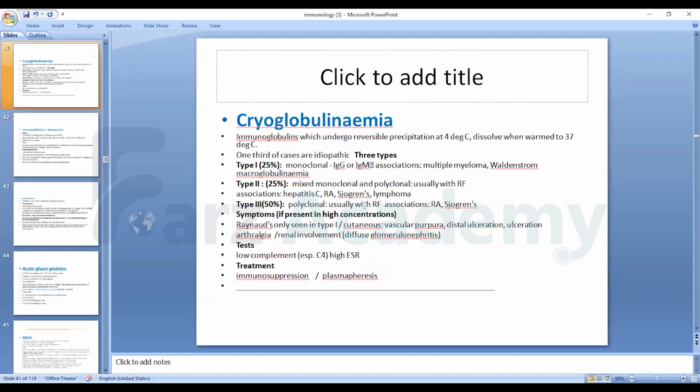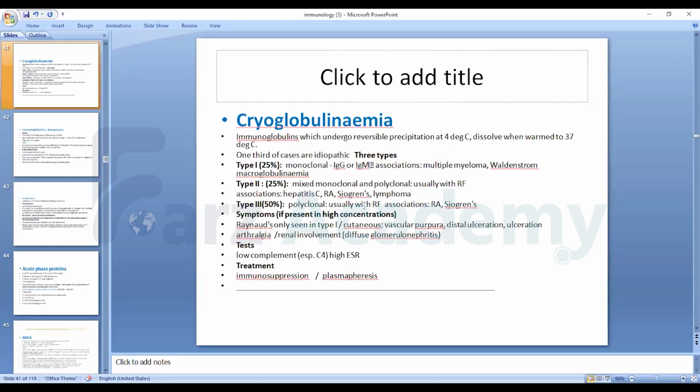Coming to cryoglobulinemia. So these are immunoglobulins which undergo reversible precipitation at 4 degrees centigrade and dissolve when warmed to 37 degrees centigrade. One third of the cases are idiopathic. Then there are 3 types: type 1, type 2, type 3. Type 1 accounts for 25%, monoclonal IgG or IgM, with association with multiple myeloma and Waldenström macroglobulinemia.